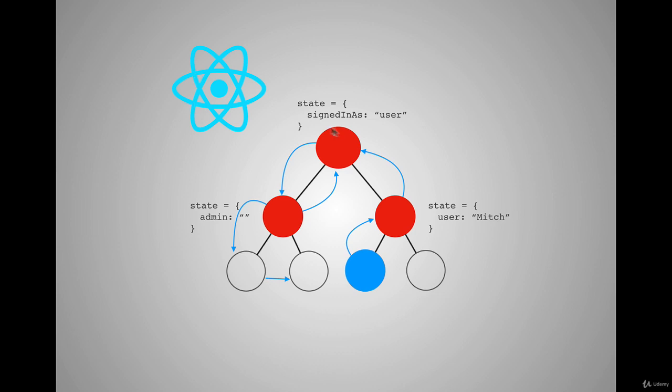React is simply a group of components that are rendered in a tree-like structure. So this would be the app.js, for example. And each one of these components would have state. For example, the red dots over here, they have state. So for example, this app component will have a state of signed in as, and let's say the state is user. In that case, this user component might have a state of user Mitch. Or if signed in as is admin, it might render the admin component.